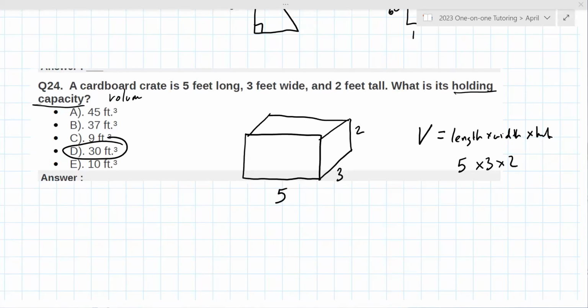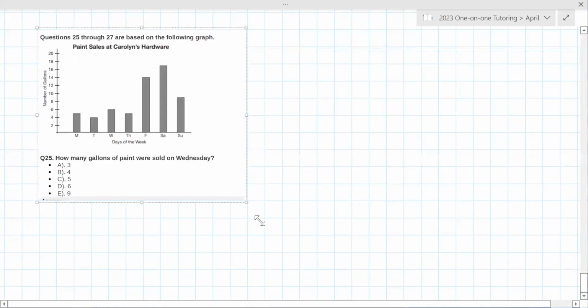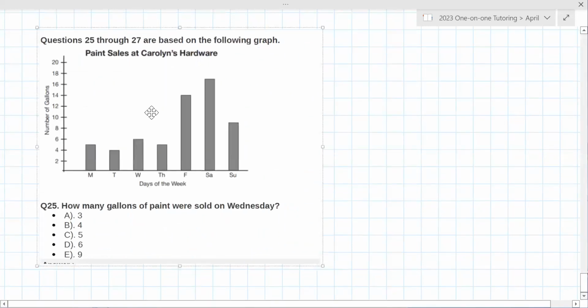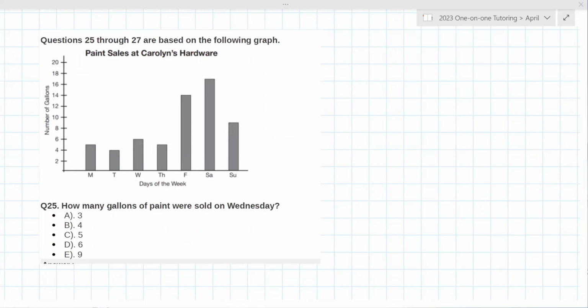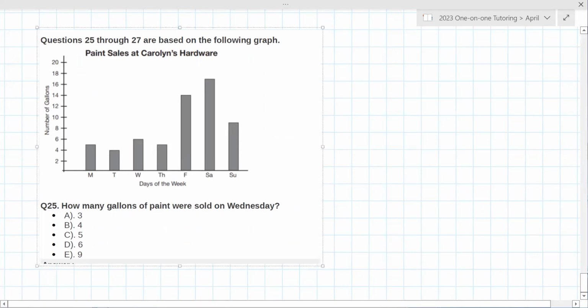All right, here we go. So this one refers back to this graph here. There's a couple of questions that refer to this. It's giving you the paint sales at a hardware store day by day for a week, and on the left here is the number of gallons. The first question is just asking how many were sold on Wednesday.